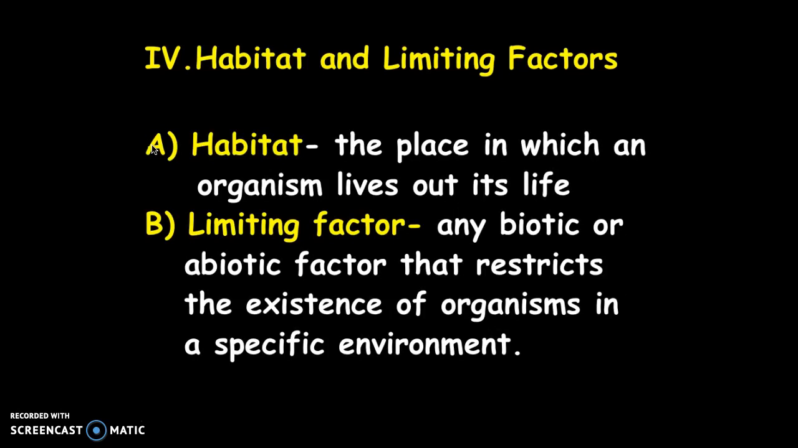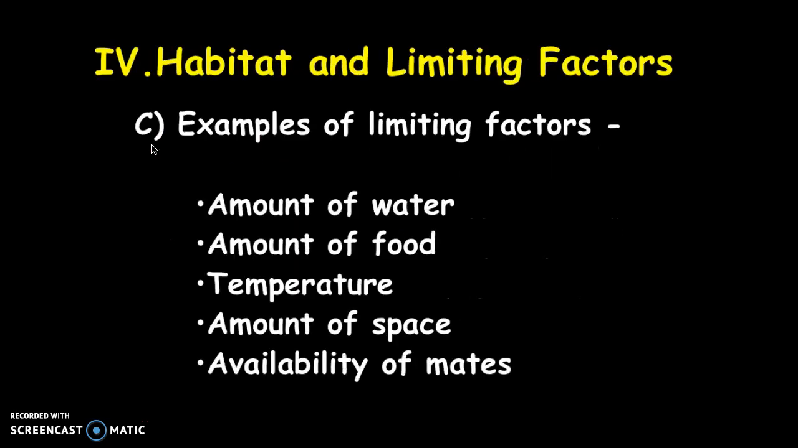Other ideas that often affect ecosystems are organisms' habitat and limiting factors. When we talk about a habitat, we're talking about the place or location in which an organism lives. A limiting factor can be any biotic or abiotic factor that would restrict the existence of those organisms in a specific environment. Examples of this would include amount of water, amount of food, temperature, amount of space, and availability of mates.